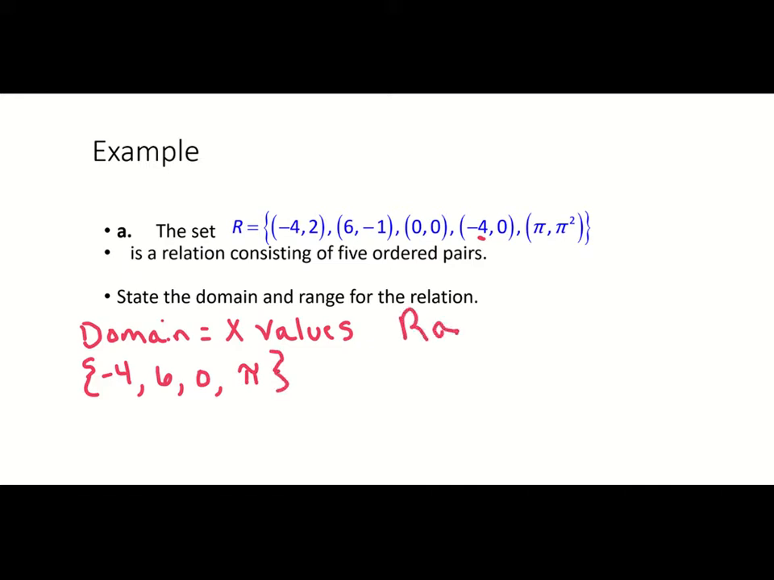Your range is always the Y values. So in this case, our range is going to be 2, -1, 0. And again, 0 is listed twice. I'm only going to list it once. And then pi squared. And that will be my range. Again, the important thing to remember: domain is whatever your X values could be, range is whatever your Y values could be.